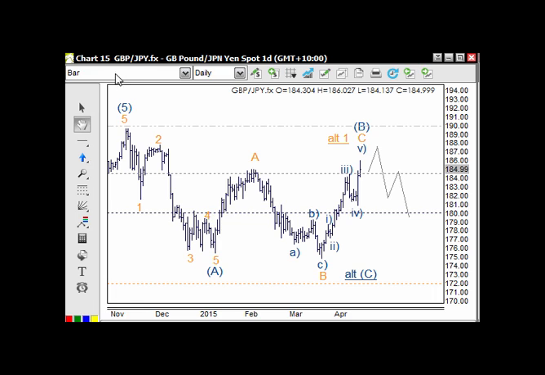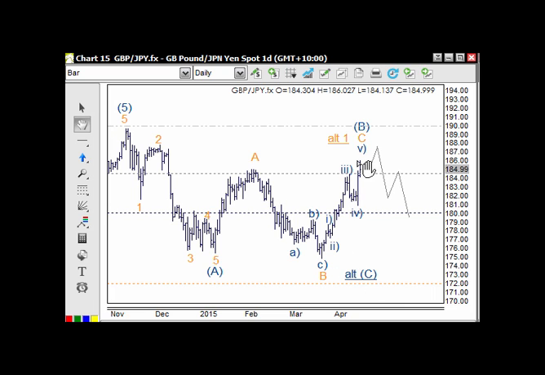Now, the pound yen here, we can look at this in a couple of different ways on the daily chart. This is a top up here, but we can look at it as an A wave to here, a B wave to here, and a C wave to here.